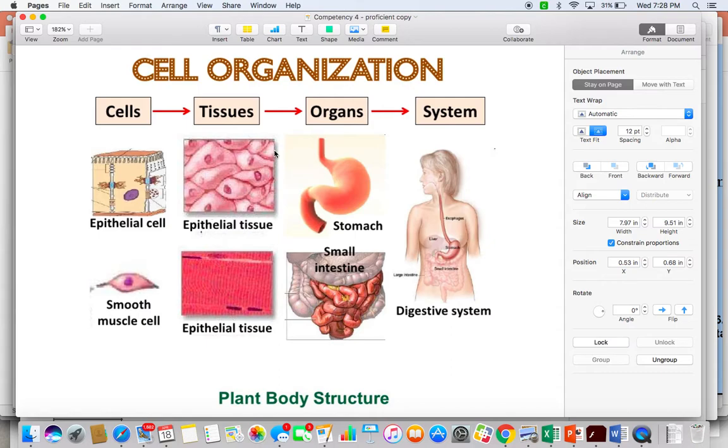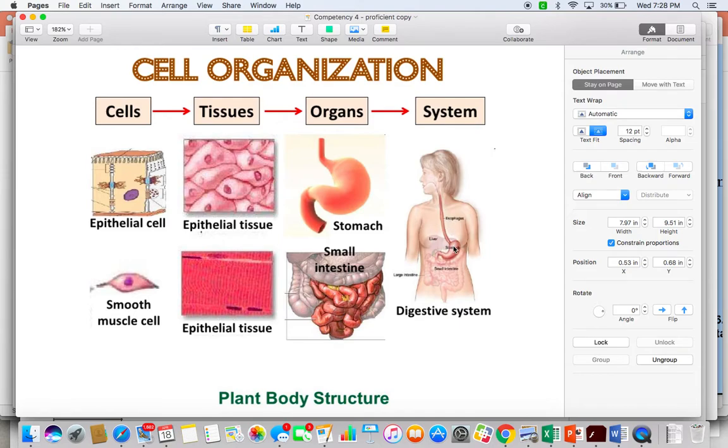Then, when we move on up, if we put different types of tissues together, we get something called an organ. So the stomach is going to have more than epithelial tissue, because your stomach has some muscle tissue too, and that's why it contracts, and that's what makes your stomach growl when you get hungry and whatnot. And then the same thing down here. So organs have multiple tissues, and then systems have multiple organs.